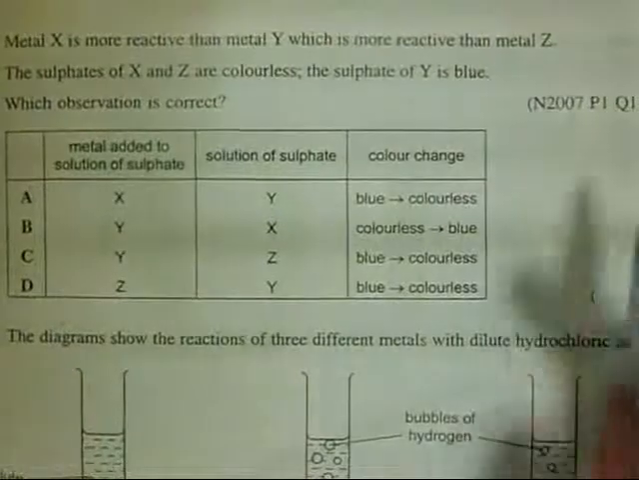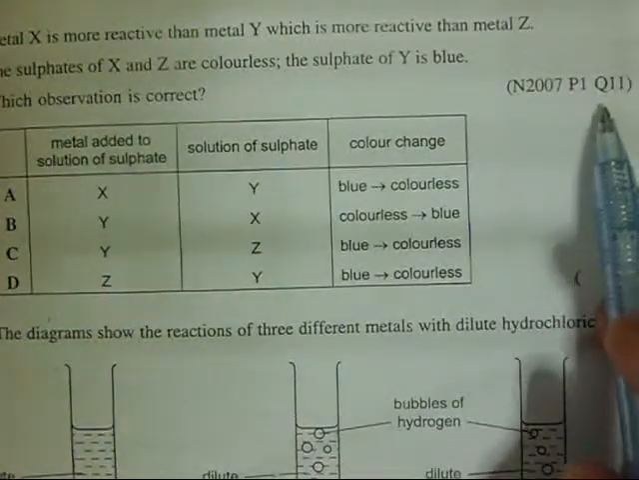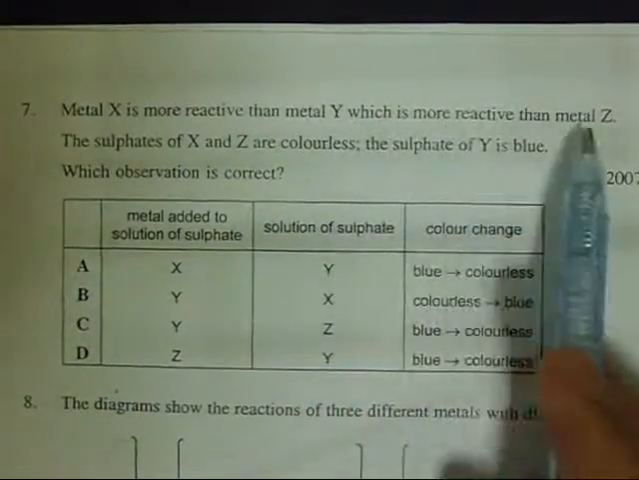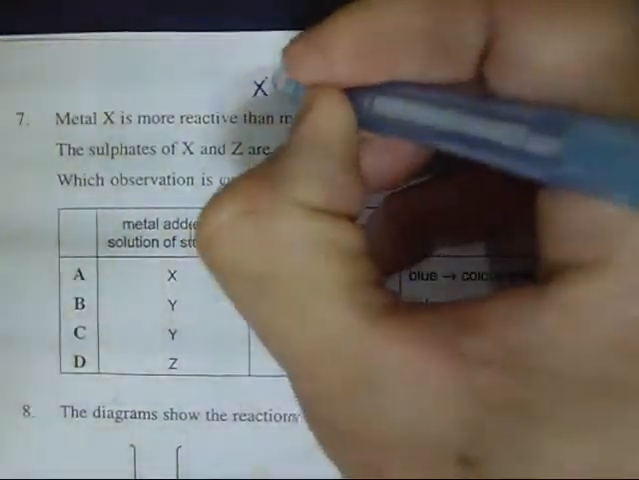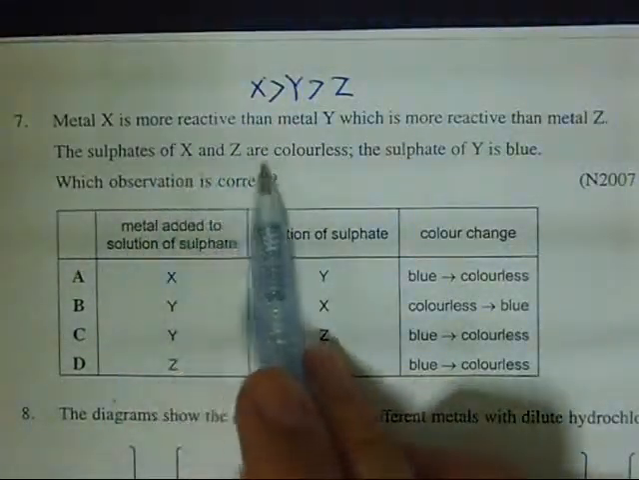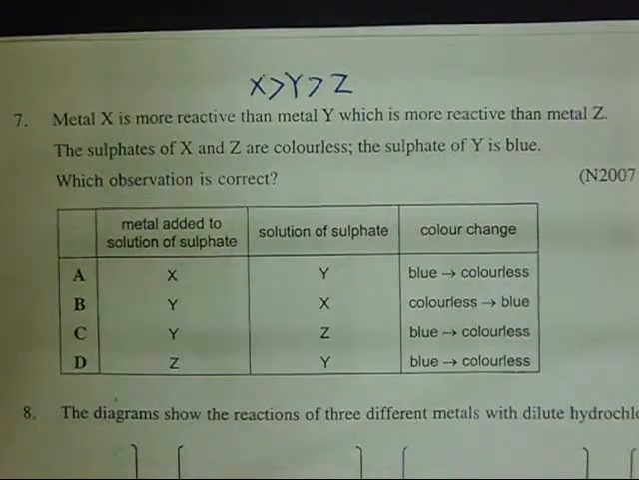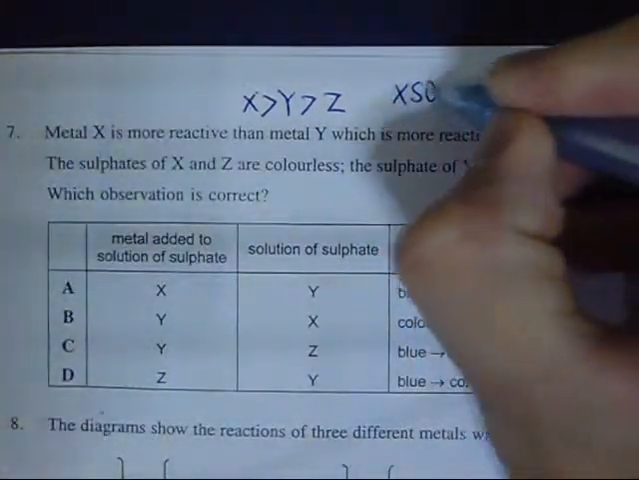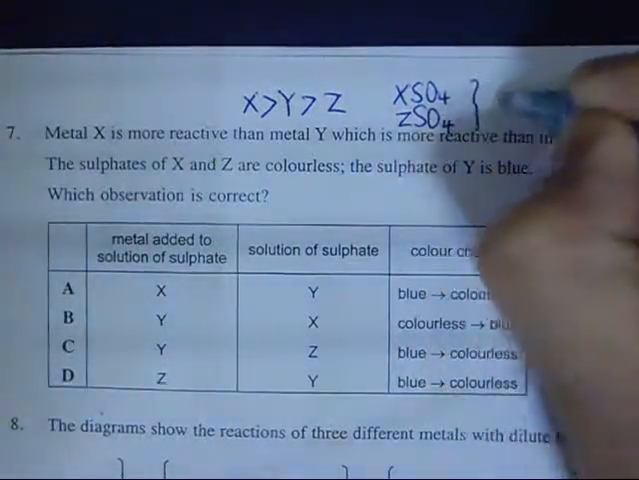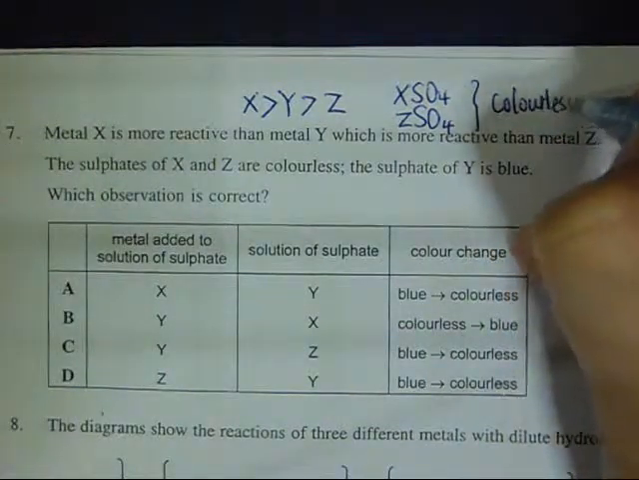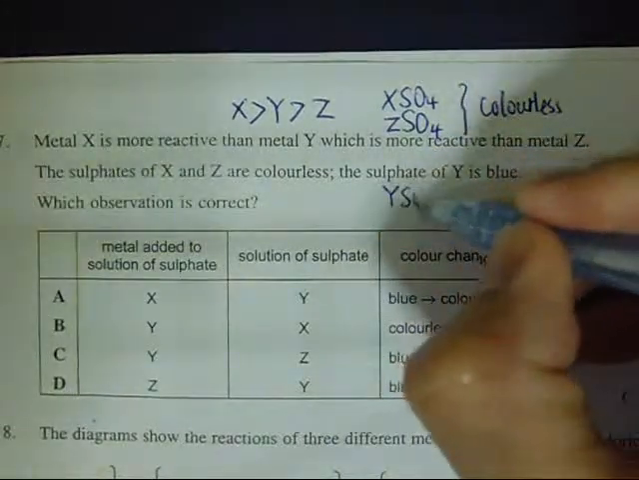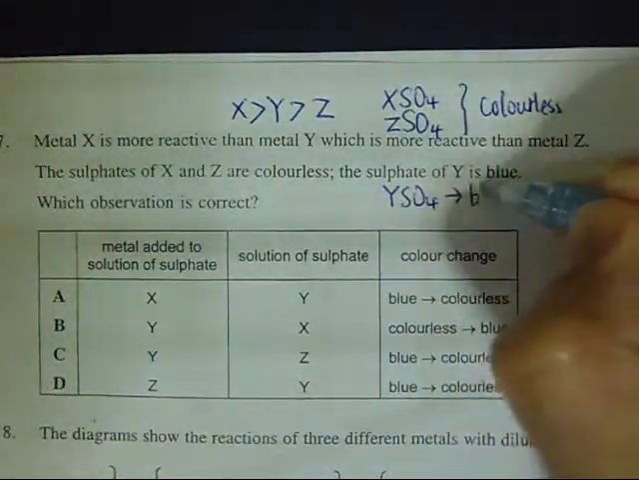The next question is from 2007 paper 1, question 11. Metal X is more reactive than metal Y, which is more reactive than metal Z. So X is more reactive than Y, more reactive than Z. The sulfates of X and Z are colorless. So that means XSO4 as well as ZSO4, both of these are colorless. The sulfate of Y is blue. So Y sulfate is blue.